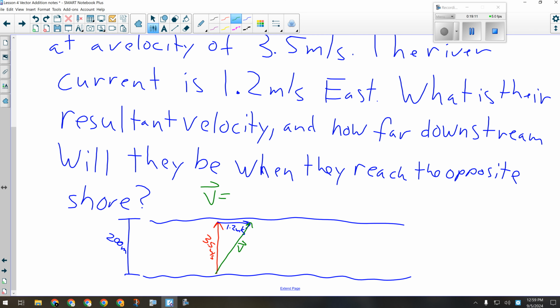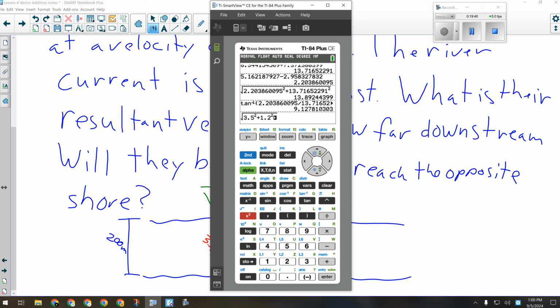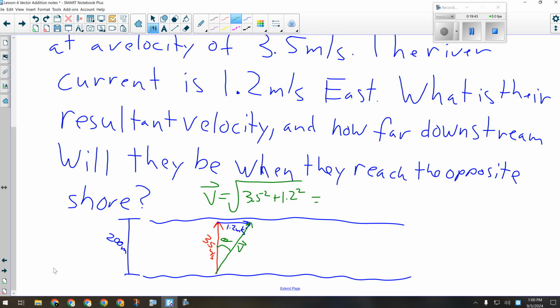But I've got a triangle. Could I also figure out what direction that velocity is directed? These are just perpendicular vectors, right? So I can calculate the overall velocity's magnitude. I just go 3.5 squared plus 1.2 squared. So that's 3.7. This is 3.7 meters per second.